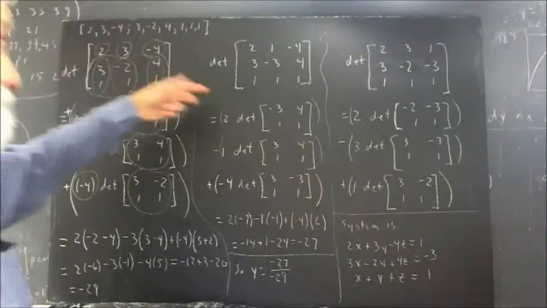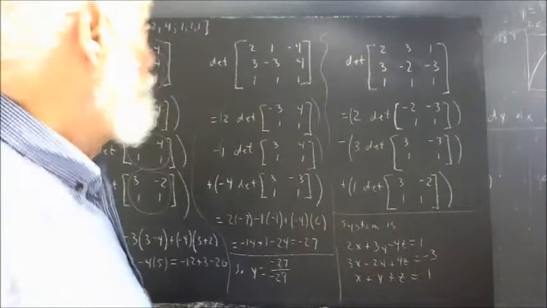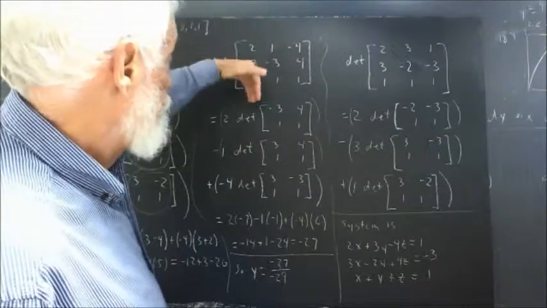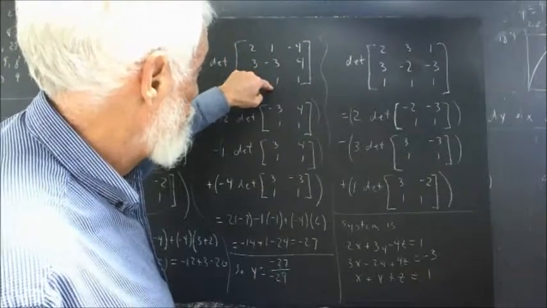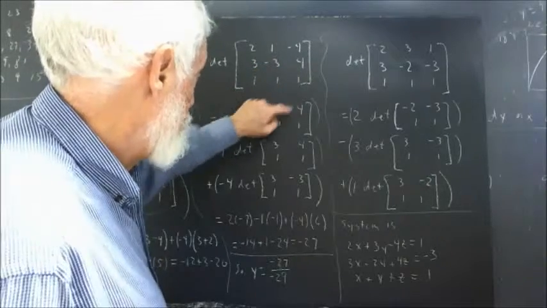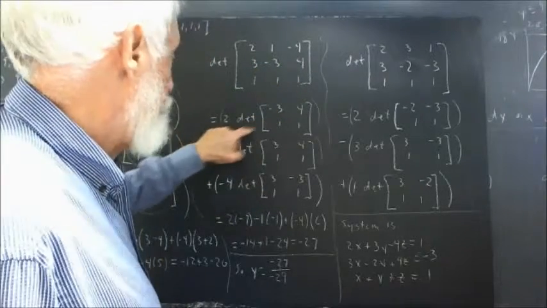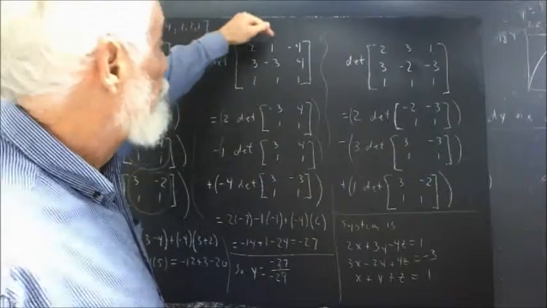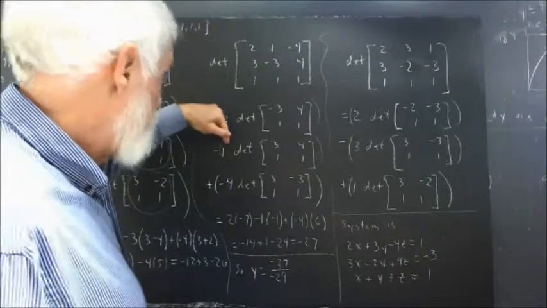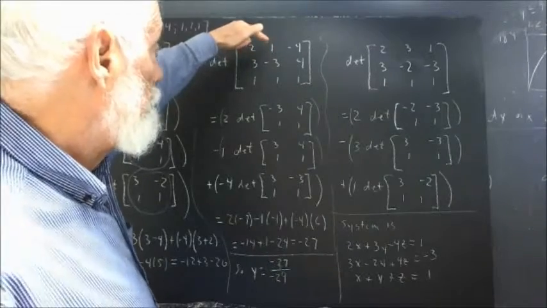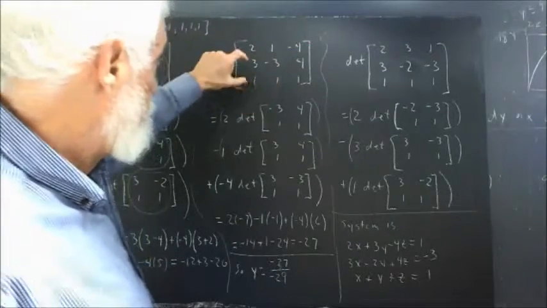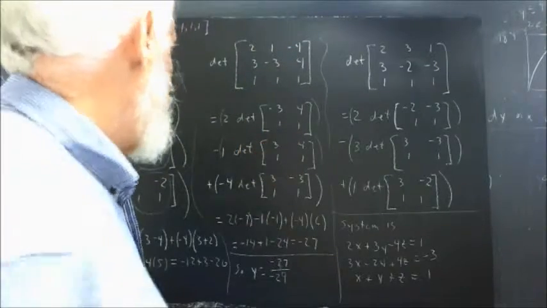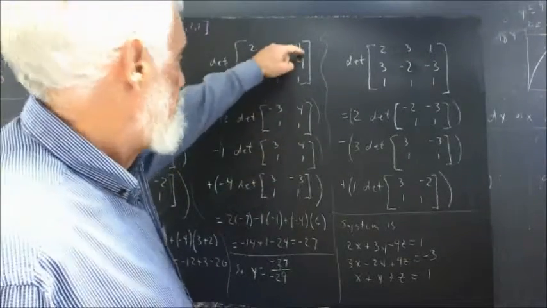Applying the same rule to this matrix, we have our 2, eliminate the row and the column. We're left with a negative 3, 1, and a 4, 1. So we have 2 times the determinant of this 2 by 2 matrix. Then minus the quantity 1 times the determinant of, eliminating the row and column, we end up with a 3, 1, and a 4, 1. Okay?